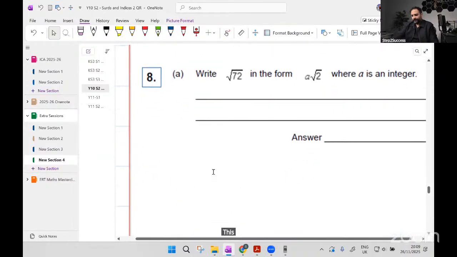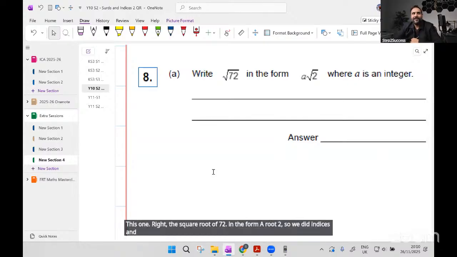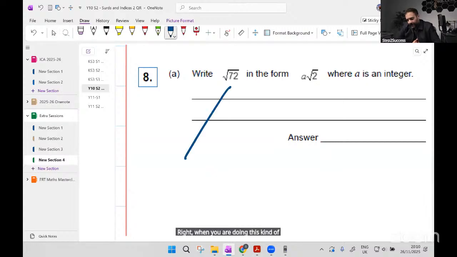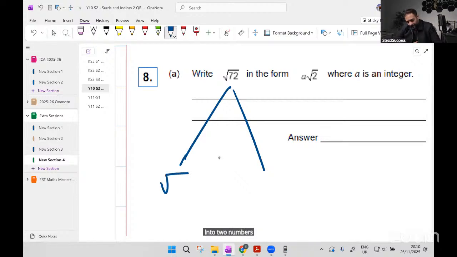This one. Right, the square root of 72 in the form a root 2. So we did indices and surds. So this is called surds. When you are doing this kind of question, essentially what you need to do is split the number 72 into two numbers that multiply to give 72.